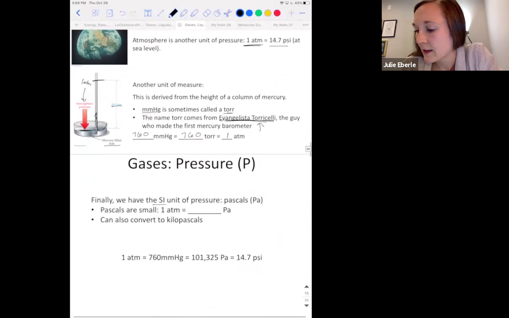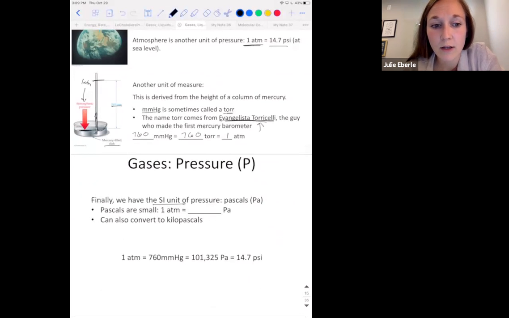Okay, finally, another unit. I told you there was a lot. Another unit is the SI unit. And the reason I'm showing you this one is because remember what the SI units are important for? People do research all over the world, and we're thankful for that. And we have to have a system of international units to communicate measurements and research. And so the SI unit is called the Pascal, abbreviated Pa. These are the smallest units, by the way. Pascals are the smallest.